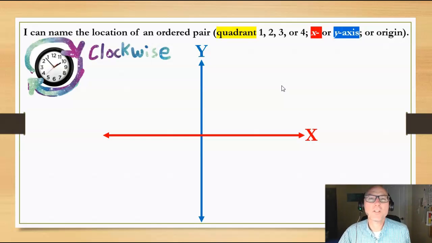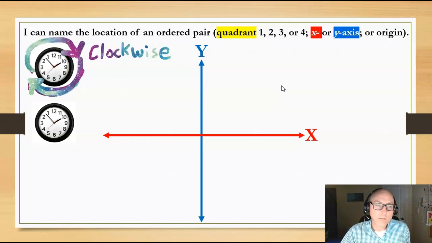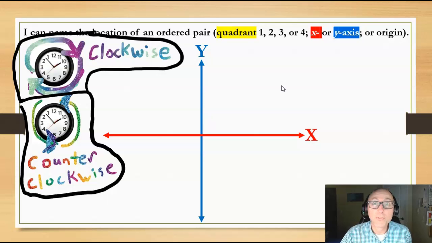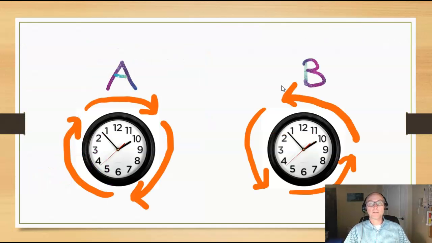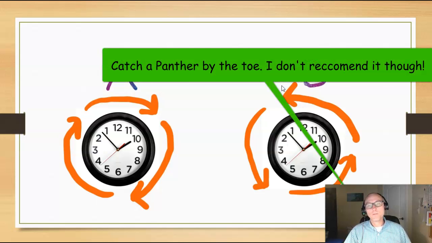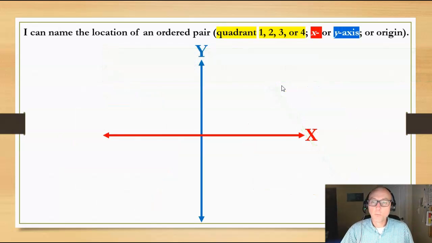And direction-wise, because we're going to start in one place, we're going to go counterclockwise, the opposite way of a clock. So here's the way the clock goes, tick-tock, tick-tock. Here's the opposite of clockwise: counterclockwise. So, which one of these is counterclockwise? If you said B, you got it. Let's go. So what are the quadrants?